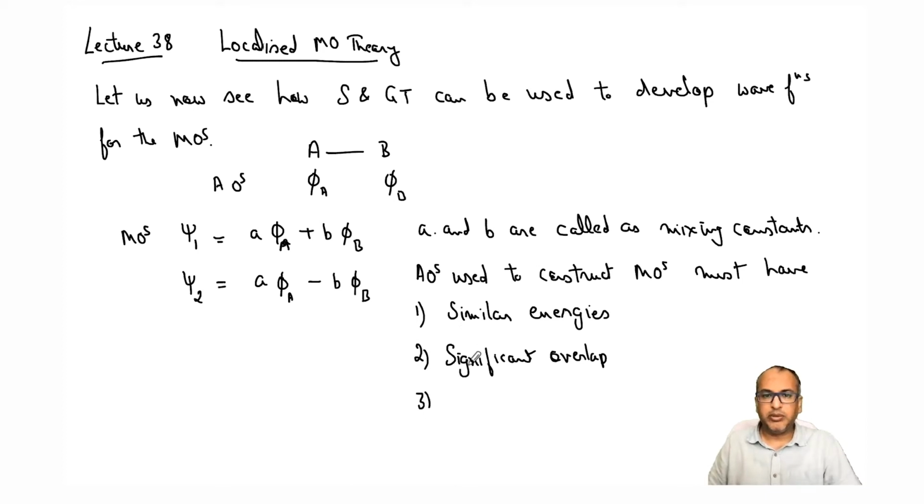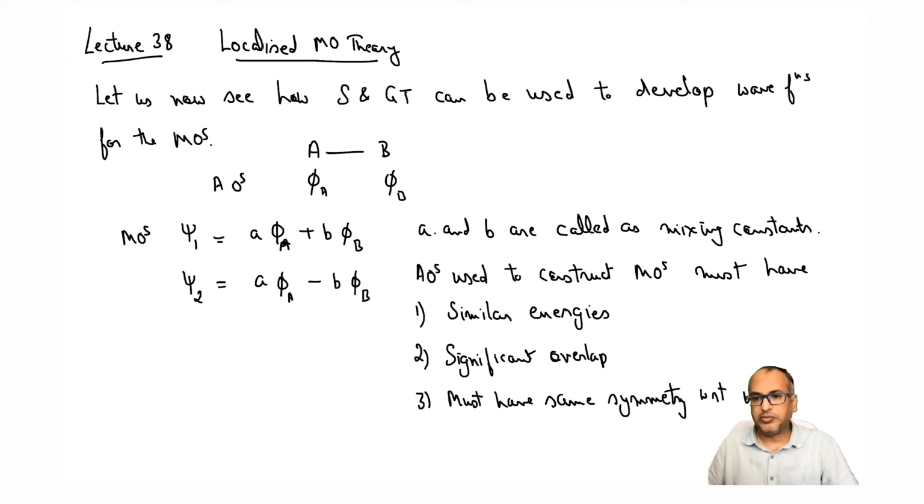Now the third and most important point here, I mean, all points are important, but most important in terms of symmetry and group theory rules, is that they must have the same symmetry with respect to the internuclear axis. So this last requirement specifically points out that symmetry and group theory rules can be applied, right?